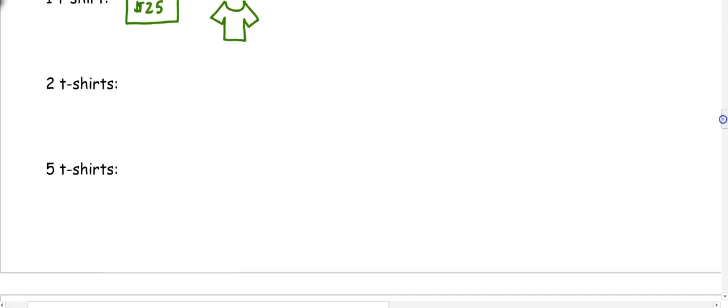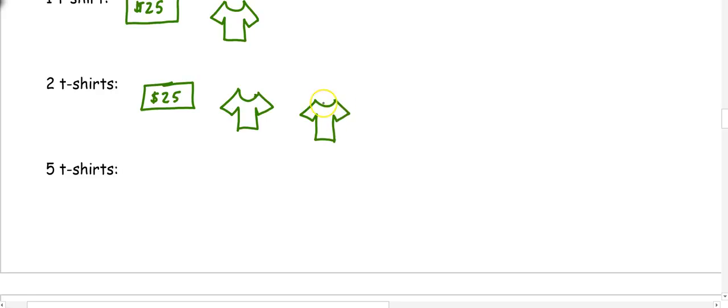If they buy 2 shirts, they have to pay $25, that's the one-time setup fee, plus they would get 2 shirts. If they got 5 shirts, they have to pay the $25 fee, and then they would have 5 shirts.